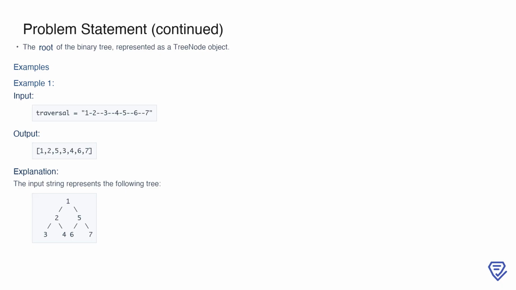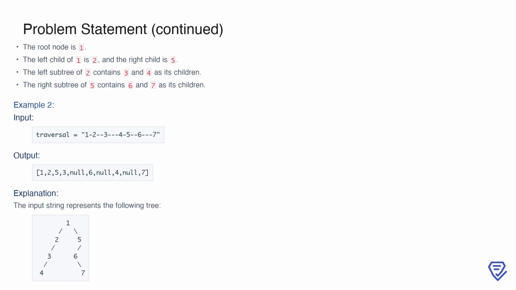Suppose the input string is 1-2--3--4-5--6--7. This string represents the preorder traversal of a tree. The output for this input would be the tree structure in level order 1 2 5 3 4 6 7. The tree constructed from this input string has 1 as the root node, with 2 as its left child and 5 as its right child. Both 2 and 5 have their own subtrees.